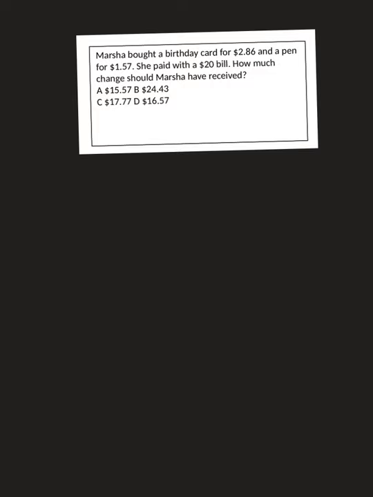It's pretty straightforward. I know that I'm going to have at least two steps here. And in 5th grade, most of our word problems will have at least two steps, sometimes three or more. So I know that she bought a birthday card for $2.86 and a pen for $1.57. So I know those totals have to be combined, $2.86 and $1.57.